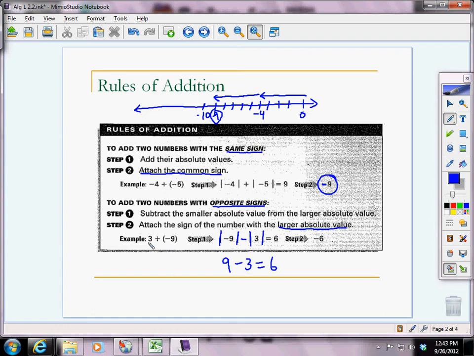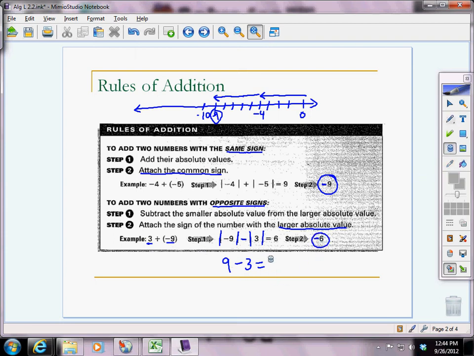What that means is if you look at these two numbers here, 3 and -9, we know that the absolute value of -9 is bigger, and -9 is negative, so your answer is negative.